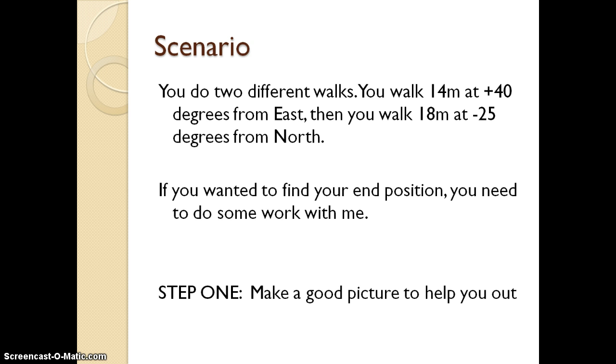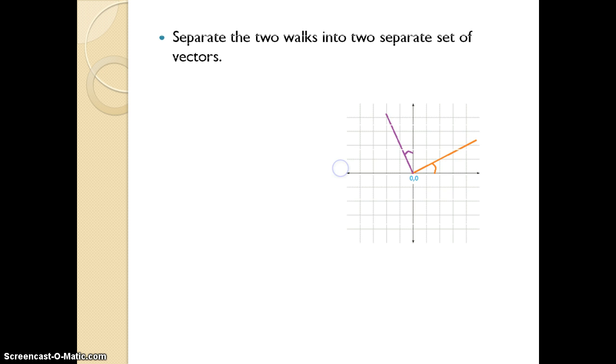Step one, make a good picture to help you out. And here's my picture. You're also going to separate the two walks into two separate sets of vectors to make it a lot easier. So notice I start at the origin always, because we always say use the starting position as 0. The orange is my first walk at that angle. Notice how it's positive from the east. The second purple walk is my second walk.